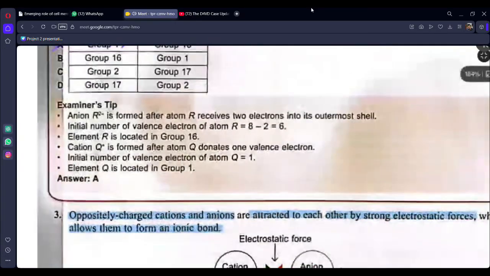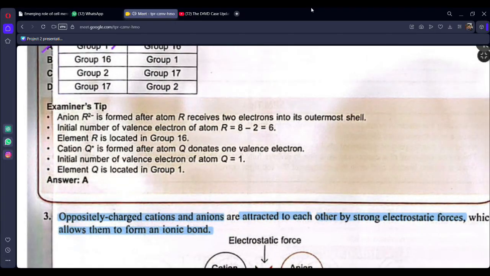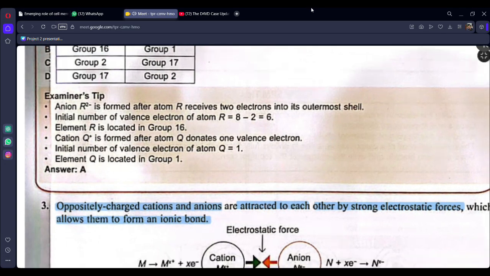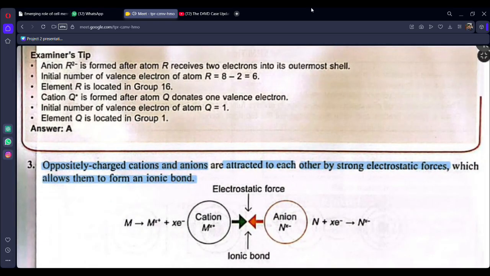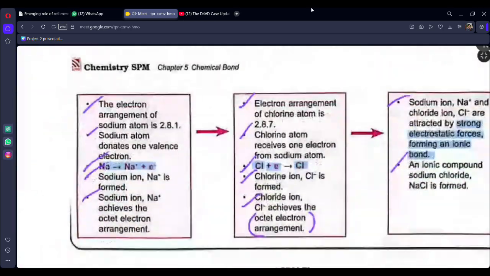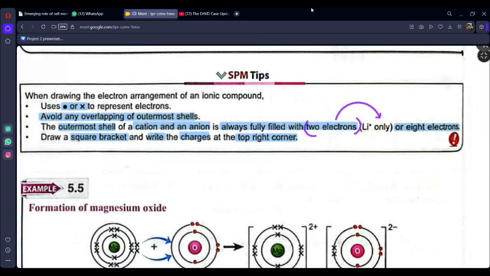So where does electrostatic come from? It comes from here. Look, oppositely charged cations and anions are attracted to each other. Because now your sodium, okay, your sodium is fully positive and your chloride is fully negative. So positive, negative will be attracted to each other like a magnet. So that is where the strong electrostatic forces come from in ionic bonds. Okay, see, this is the one I told you, dot and X, okay?